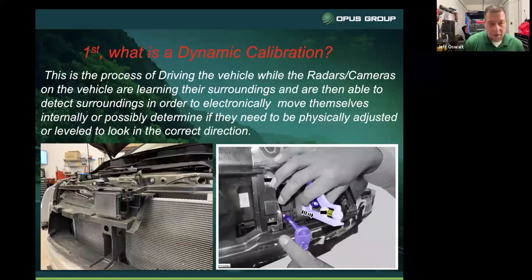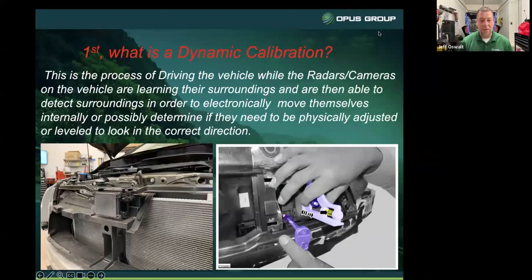So what is the dynamic calibration? This is the process of driving the vehicle while the radar on the vehicle is learning its surroundings. It's where the vehicle's learning its surroundings, and it's able to detect things in order to electronically move itself internally, or you might possibly need some type of physical adjustment or level to look in the correct direction, right?